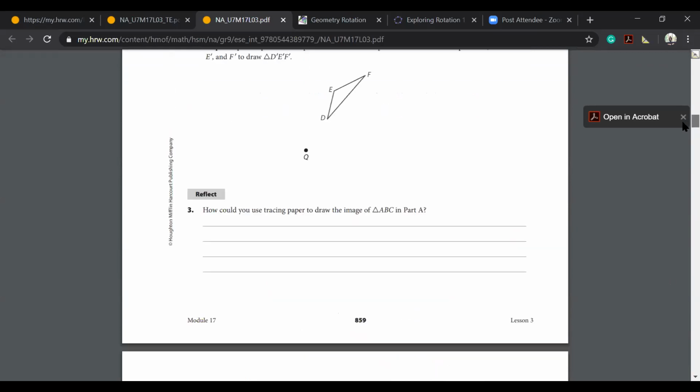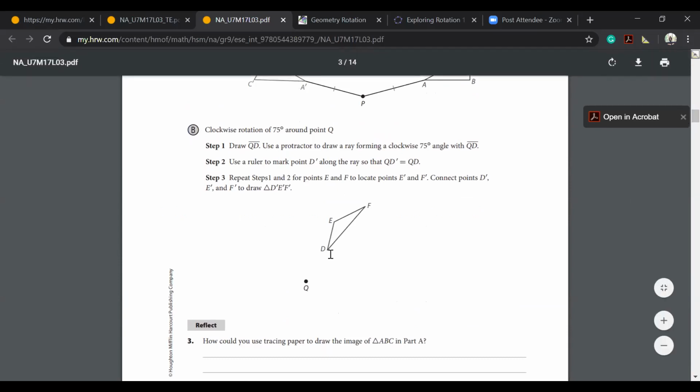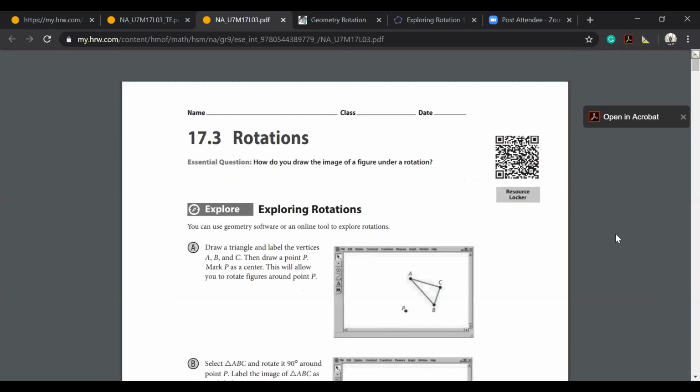Okay, just as a hint for you about question B. I have in question B triangle DEF and point Q. And I'm rotating around point Q, so I know that Q is the center of rotation. I know that I'm rotating clockwise, and I know that I have to rotate 75 degrees. The first thing that I'm going to do is draw a line, for example, from D till Q.